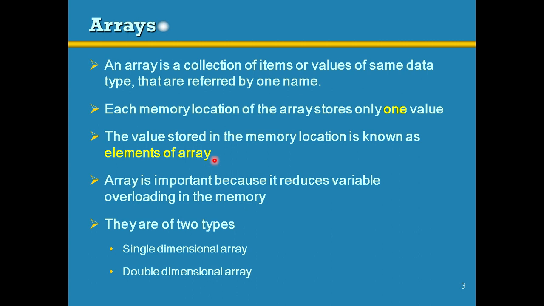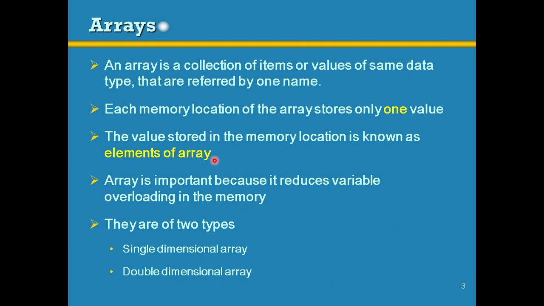Now, the important point: why is array important? Because it reduces variable overloading in the memory. Instead of 10 or 15 or 100 variables, you can manage with one variable. And an array will be processed very fast because it's a reference type variable.